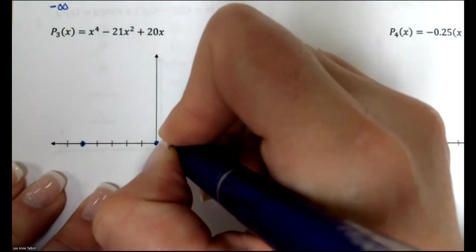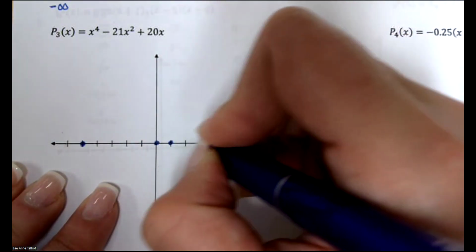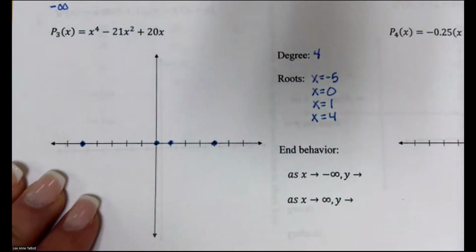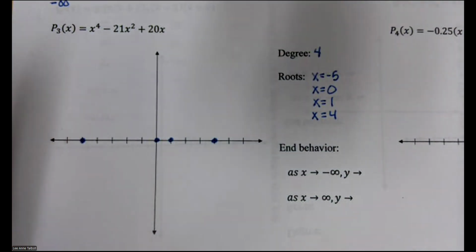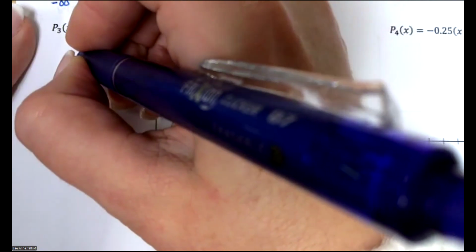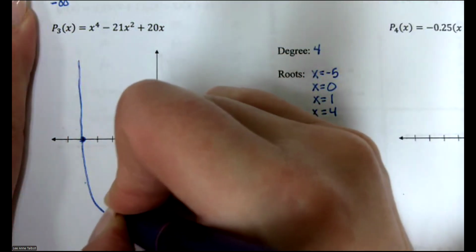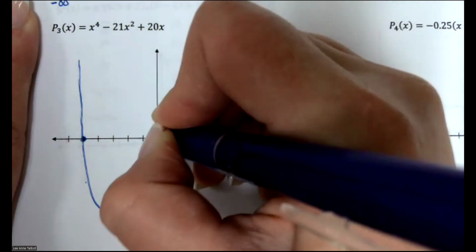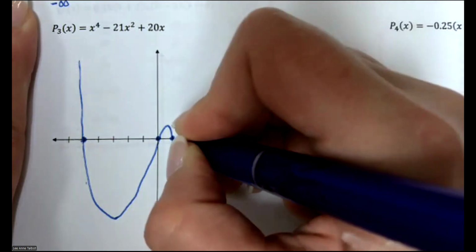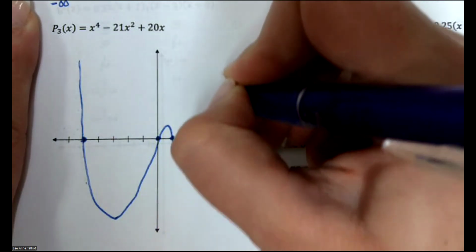0, 1, and 4. Okay, and then from what I remember from the picture, this side was like a very, okay. First of all, Mrs. Talbot, you need to go through the point that you're graphing. This is why we have erasable pens. This side was like a deep loop, and this side was a shorter loop.